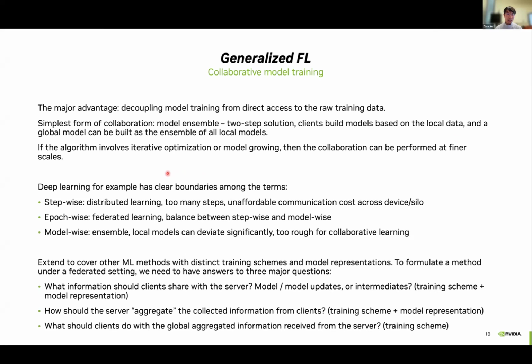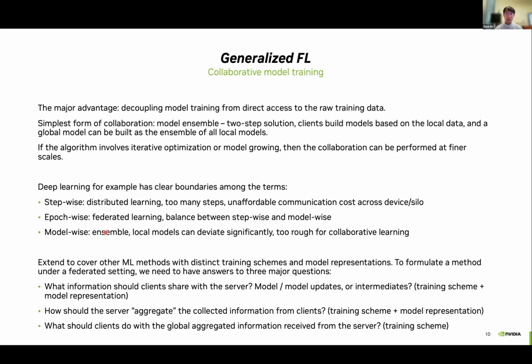Taking deep learning with horizontal splits, for example, it's going to have a pretty clear boundary among these terms. Stepwise will be distributed learning, but thinking of a common deep learning optimization process, we're going to perform it with several or hundreds of epochs, and every epoch is going to involve hundreds or thousands of steps. So that's going to be too many steps for federated communication. That is why for federated learning, usually we formulate it in an epoch-wise collaboration. That is a balance between the stepwise and model-wise. And model-wise, of course, as we just talked about, will be just a simple ensemble.